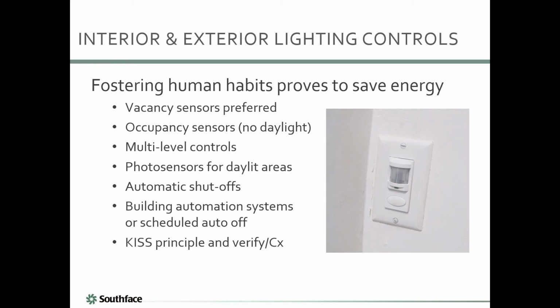The code is very big on lights being turned off when nobody's there. And so that could be lights being turned off when nobody's there in the room, but also lights automatically turned off in the entire building when no one's in the building. And you can do that in a couple different ways, like from a security system, and we'll see that.